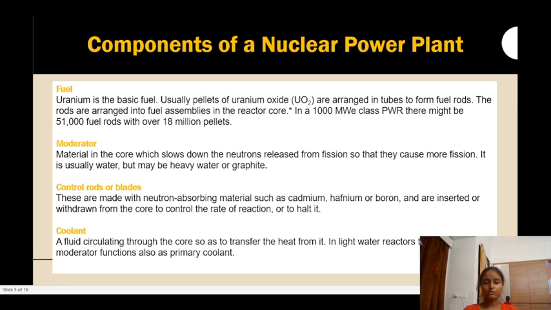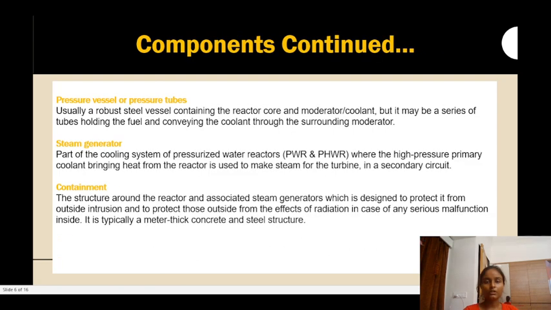Control rods or blades: neutron absorbing materials such as cadmium, hafnium, or boron, which are inserted to control the rate of reactions or to halt it. A coolant: since high energy is produced, a coolant is necessary, so water acts as the primary coolant. The pressure vessel or the pressure tube: usually a robust steel vessel containing the reactor core and moderator and coolant, but it may be a series of tubes holding the fuel and conveying the coolant to the surrounding moderator.